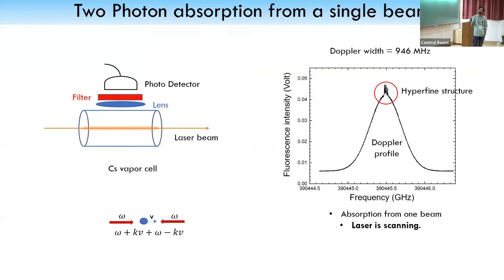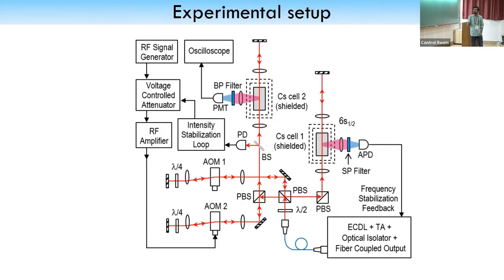If we just send a laser beam to a cesium vapor cell and scan its frequency around the resonance, then a cesium atom can absorb two photons from this same beam, and this will give a Doppler-broadened spectrum like this. But we are only interested in this hyperfine region. As you can see, this hyperfine signal strength is very small as compared to this Doppler background. So we use a counter-propagating beam that cancels the Doppler effect in the first order. And this is the schematic of my experimental setup.